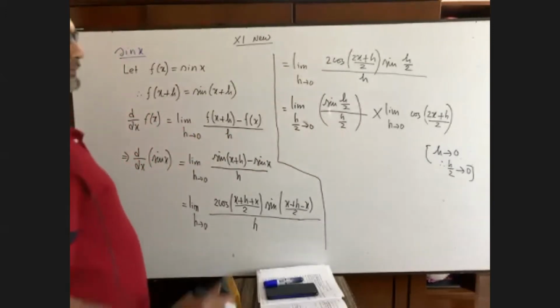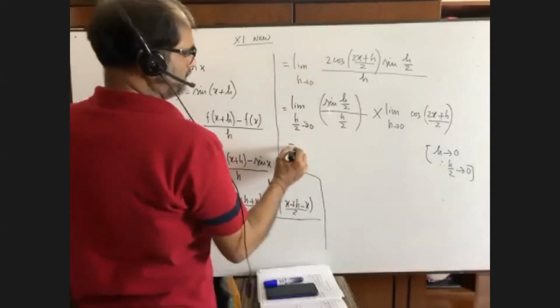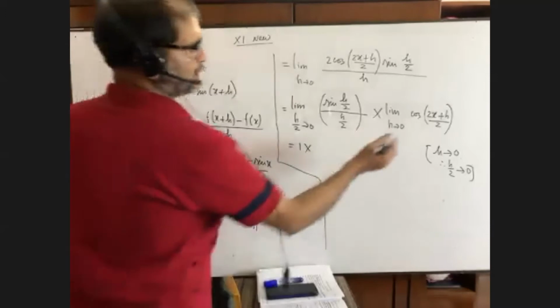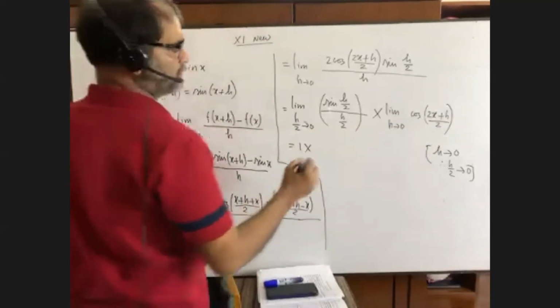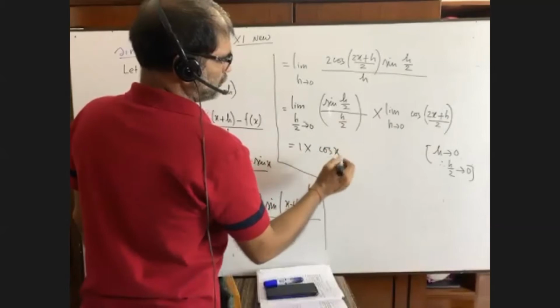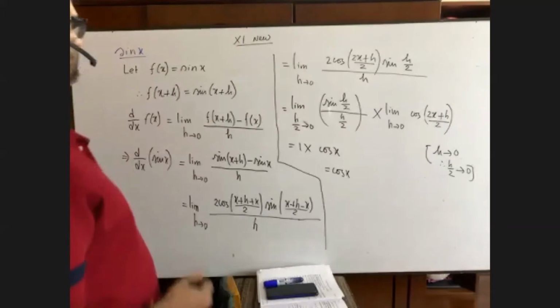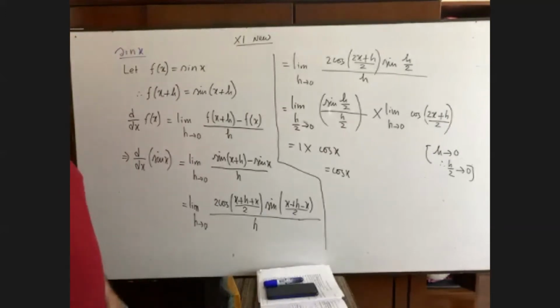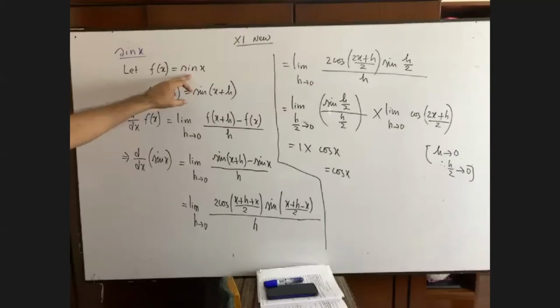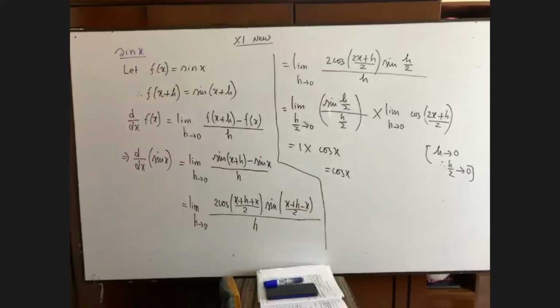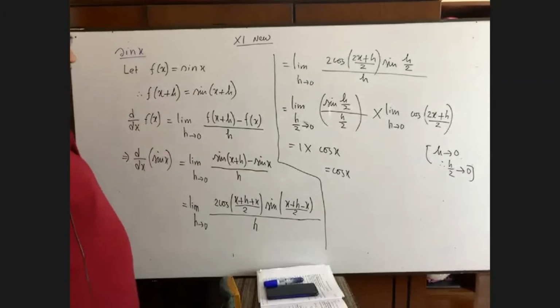Now you see, it is 1, and there put the value of h equals to 0. Then what will be the result? If h equals to 0, we get cosine x. So we have got by first principle that differentiation of sine x is equal to cosine x. Is it okay to all? Yes, sir.